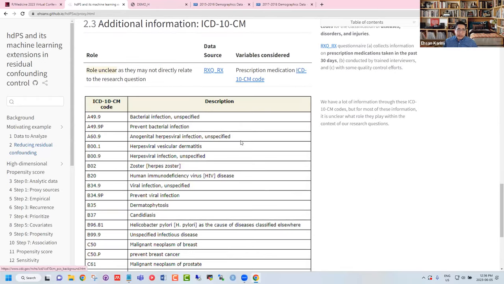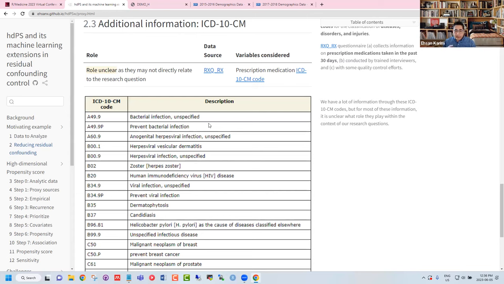So that's where this additional information about ICD-10 codes is relevant. Let me explain a bit how this information is collected. During the interview, an interviewer asks the participants, "In the last 30 days, what medications have you taken?" And the interviewee lists some medications that they were taking in the last 30 days.